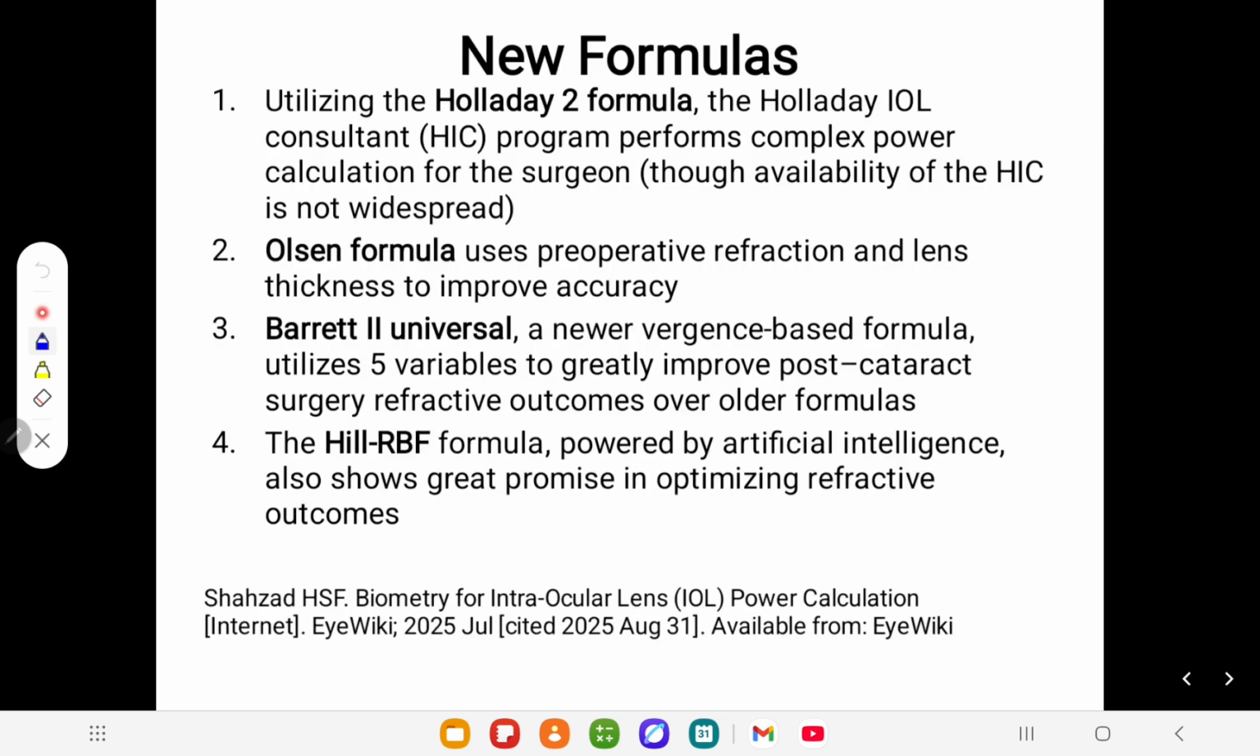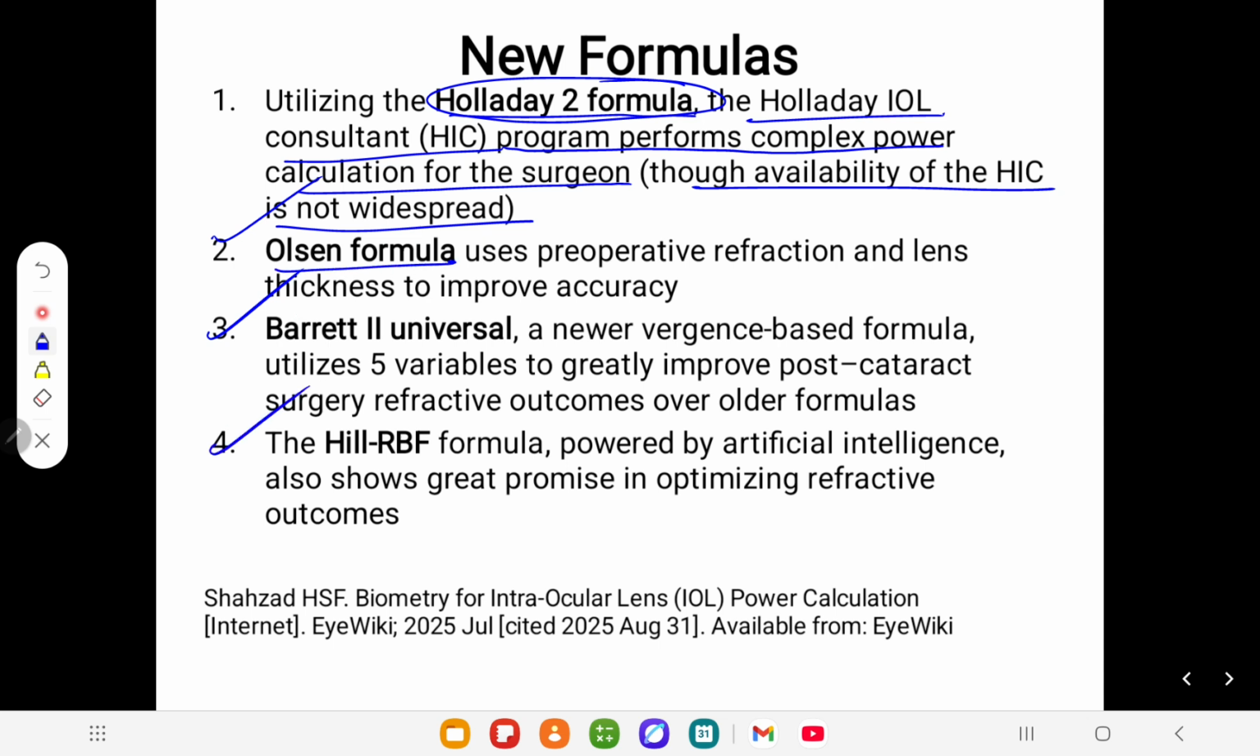Okay. So new formulas. What are the new formulas? This is the last slide. I'm going to talk about four new formulas, including the Holladay 2 formula. The Holladay IOL Consultant program performs a complex calculation for surgeons, but its availability is not widespread. I don't know much about the Holladay 2 formula, but these three new formulas are very useful. The Olsen formula uses the preoperative refraction and the lens thickness to improve accuracy. I have seen this formula in one machine; I don't remember the machine's name.